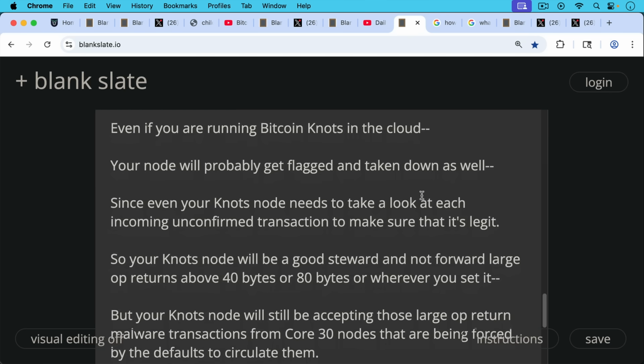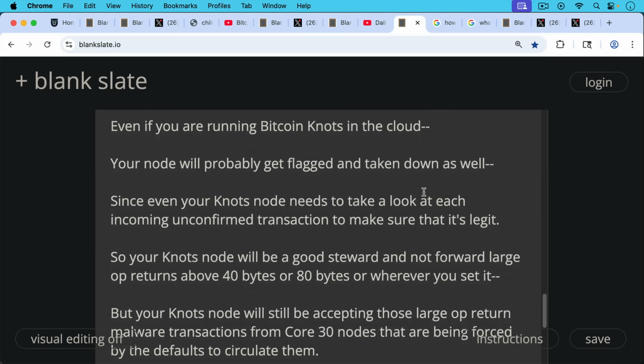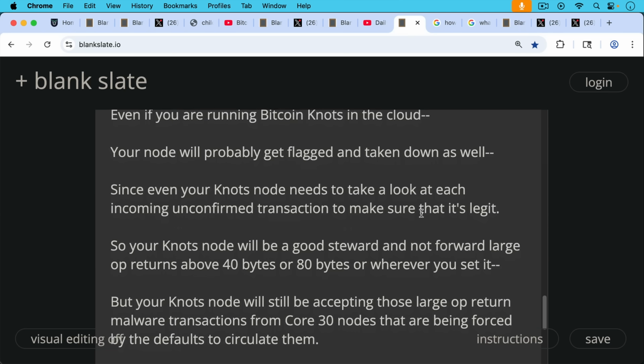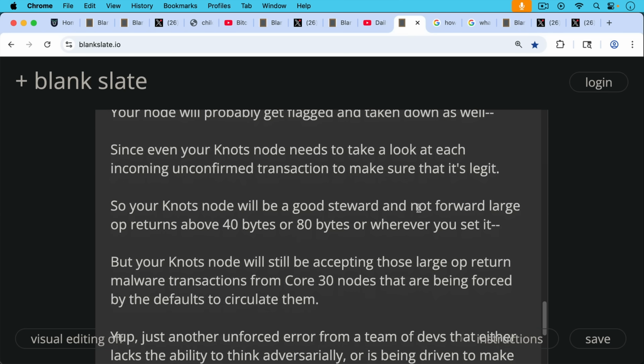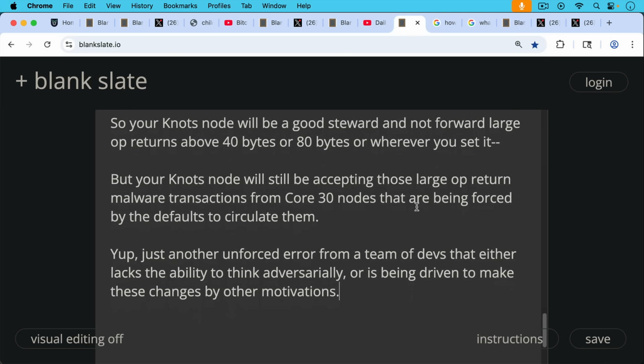And that's another thing to remember. Bitcoin Knots gives the user all the configurability that he or she needs, whereas Bitcoin Core wants to tell you what to do, and they're in the process of removing this configurability. So your Knots node will be a good steward. It's not going to forward OP_RETURNs above wherever you set it. You probably should set it to 40 or 80 bytes, but your Knots node will still be accepting those large OP_RETURN malware transactions from Core 30 nodes that are being forced by the defaults to circulate them. Yep, just another unforced error from a team of devs that either lacks the ability to think adversarially or is being driven to make these changes by other motivations.